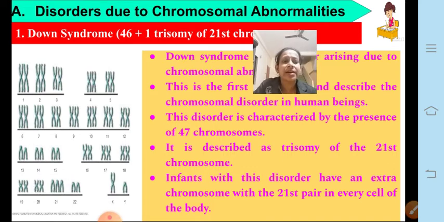Infants with this disorder, infants means the babies who are newly born, have one extra chromosome with the 21st pair in every cell of their body. Okay, every cell, not only a single cell. You know, in a cell there is a nucleus, and inside the nucleus there are chromosomes. That means they will be present in all the cells because we are made up of cells. Therefore, in each cell, this trisomy of the 21st pair will have the extra chromosome. Okay, instead of 46, they have 47 chromosomes.